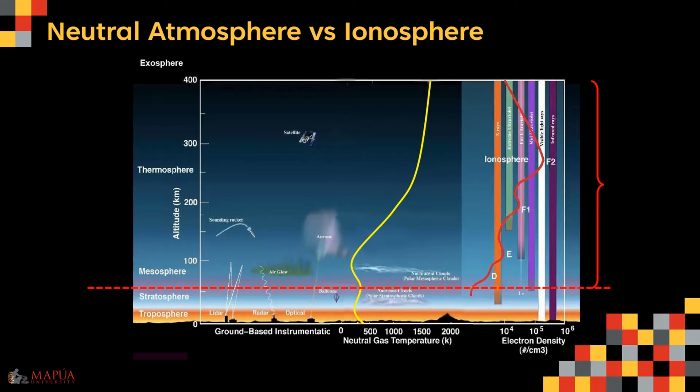If the planet, for example, has a thin neutral atmosphere, naturally it has a very thin ionosphere, because the source of charged particles that you can find in the ionosphere mostly come from the neutral atmosphere ionized by the sun.